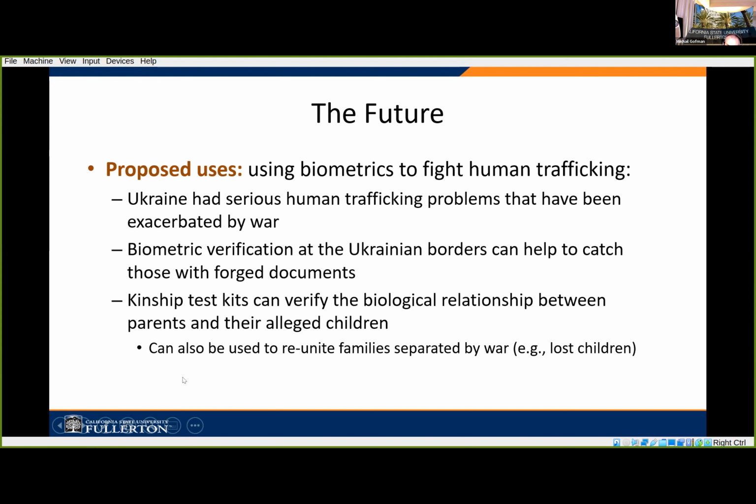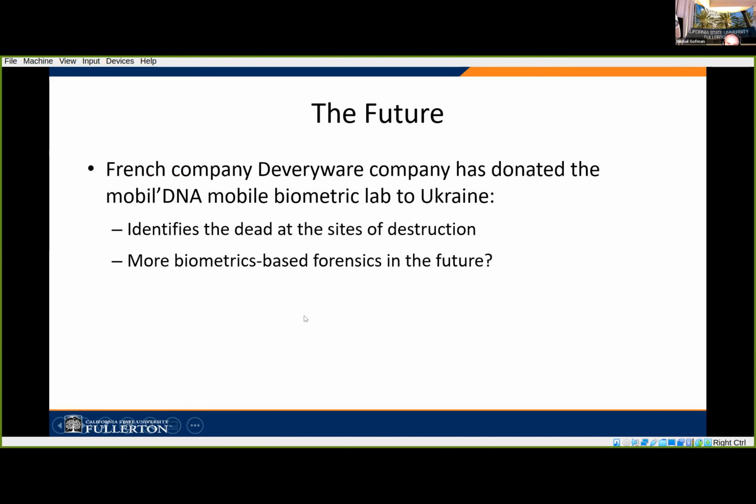Also, another benefit of kinship test kits, perhaps there could be a way to use them to, for example, help reunite families who have been separated by war. For example, children who have lost their parents, or where children have been separated from their parents, and parents have thought their children have died, and their bodies not recovered. And when the child is recovered, kinship test kits can be used to link those children back to the parents. They're just one example, and more research is needed on that. But we think kinship test kits at the border can surely help at least fight to some degree the human trafficking problem. Also, we may see the DNA biometrics being used in other applications.